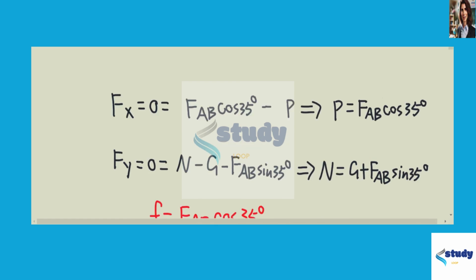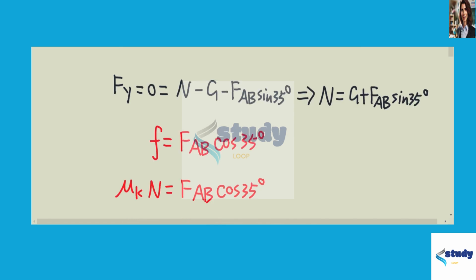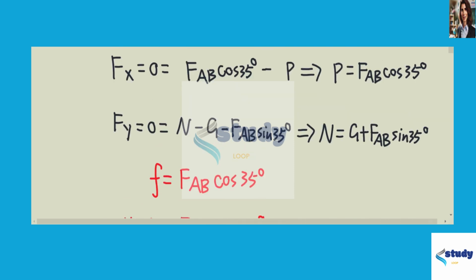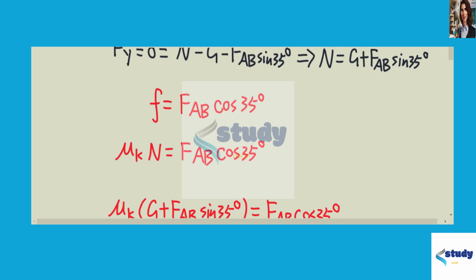And Fy, the net force along the y direction, is equal to 0, which is N minus G minus FAB sine 35 degrees. So eventually we have the normal force N equal to G plus FAB sine 35 degrees. And we know friction is equal to FAB cosine 35 degrees. We also know that friction can be equal to mu K N. In this case it should be a kinetic friction since the block is moving.